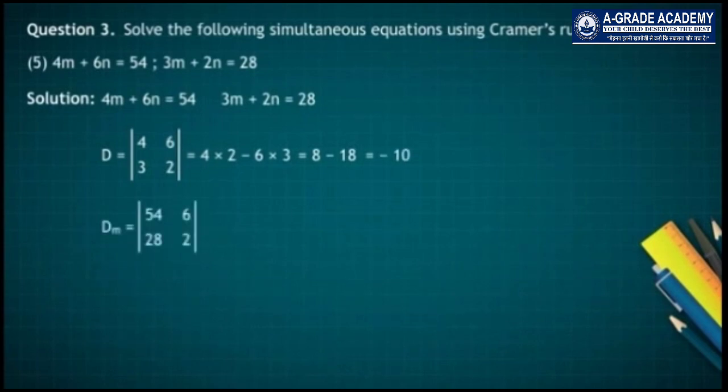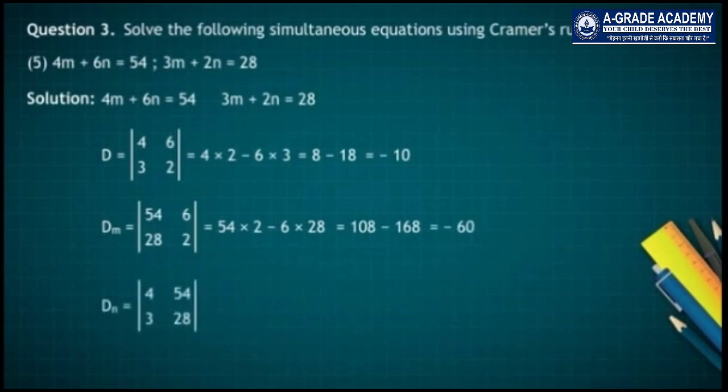Determinant Dm is equal to |54 6; 28 2|, which is equal to 54 into 2 minus 6 into 28, which is equal to 108 minus 168, which is equal to -60.